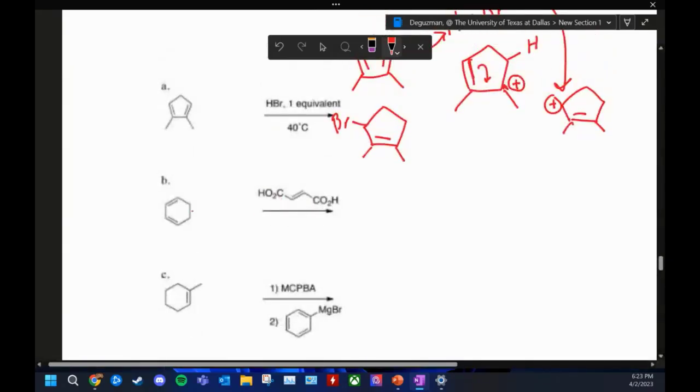Is this an aromatic reaction, or does it look like a Diels-Alder, right? You have a Diels-Alder. So when you have this, you have a diene and a dienophile. So we have our substituents pointing inwards.